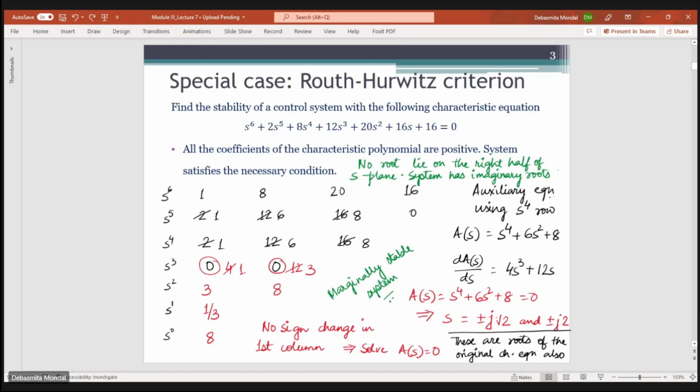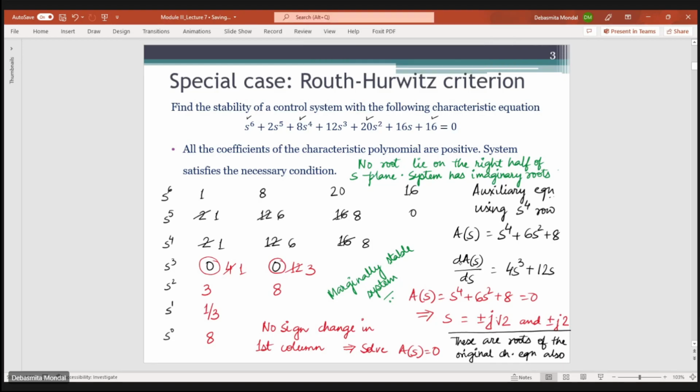So now we'll form the Routh array. To the left of the first column, you will have S to the power 6, and the powers of S in descending order. Then you first fill up the first two rows. The first row will be the odd terms: this is the first term, this is the third, and this is the fifth term. So 1, 8, 20, and 16.